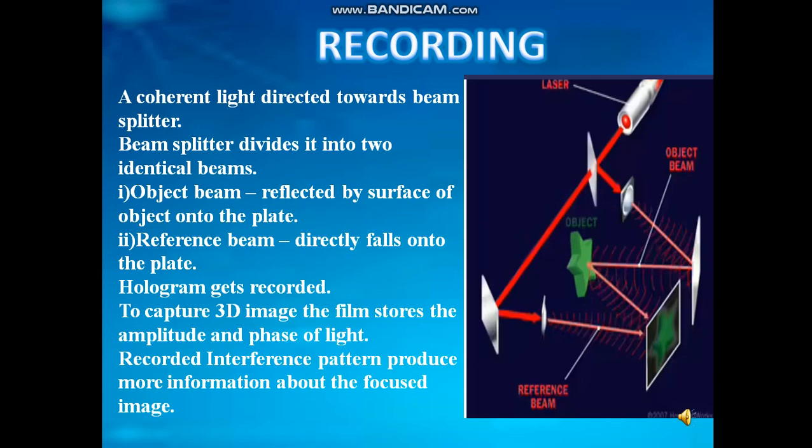Here we see how an image gets recorded. A coherent light from a laser is directed on a beam splitter. A beam splitter divides it into two identical beams as object and reference beam. The object beam gets reflected by the surface of the object onto the plate, whereas the reference beam directly falls onto the plate. Now the hologram gets recorded. To capture a 3D image, the film stores the amplitude and phase of light. The recorded interference pattern produces more information about the focused image.